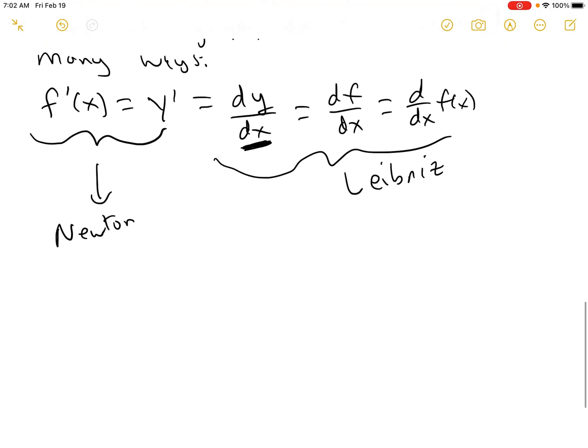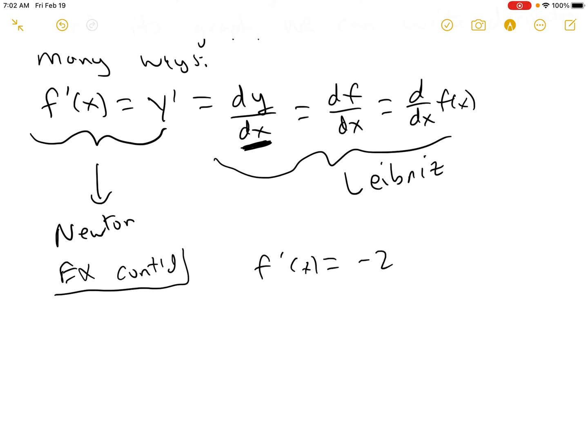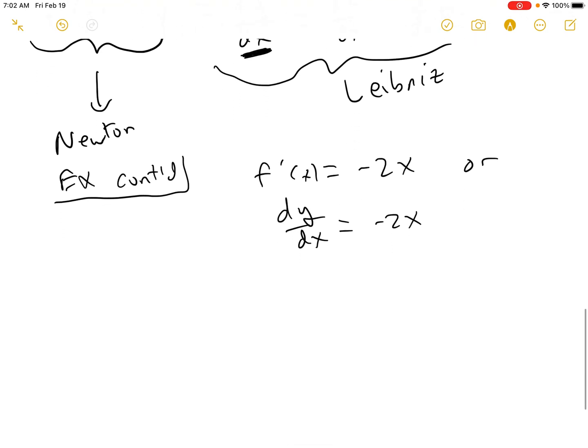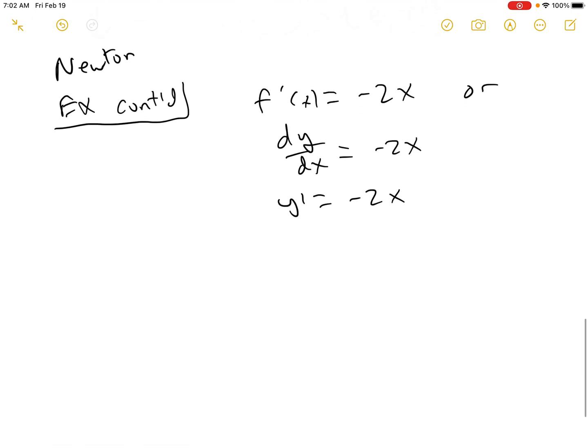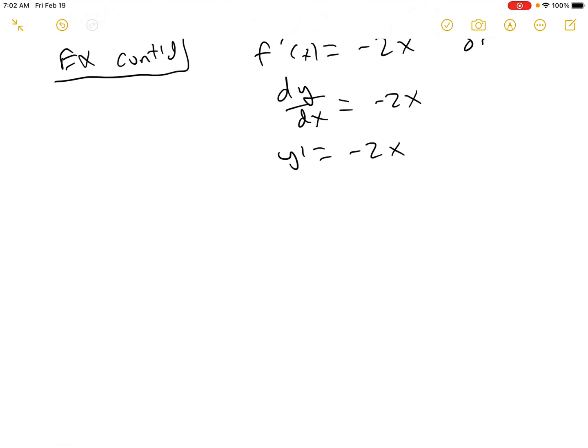So just to be clear, to look at that past example, the one we just looked at here, you could say f prime of x is minus 2x, or you could say dy dx is minus 2x, or you could say y prime is minus 2x. Okay. Now I'm going to throw in a guided practice problem.